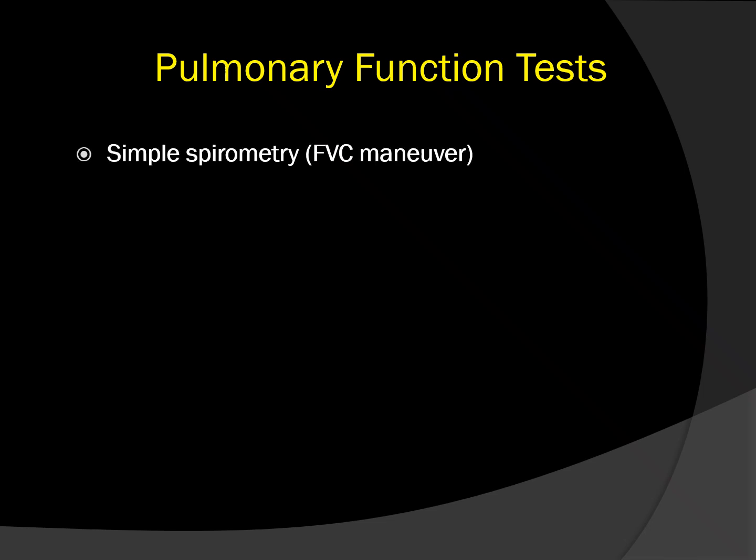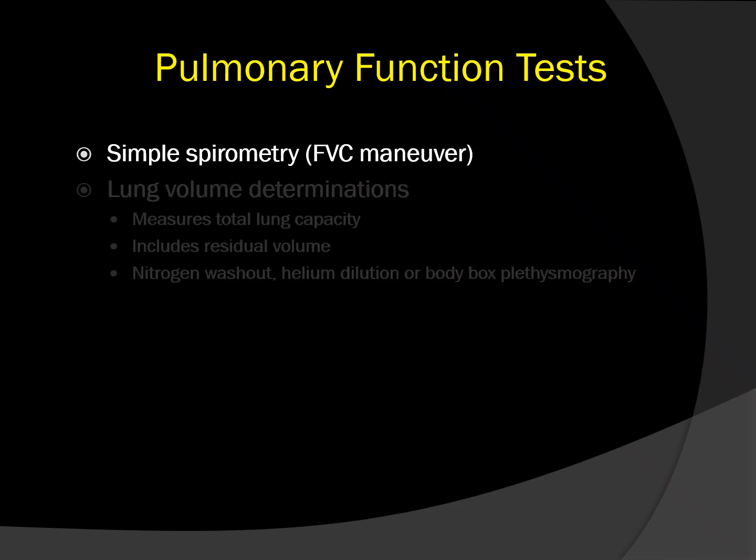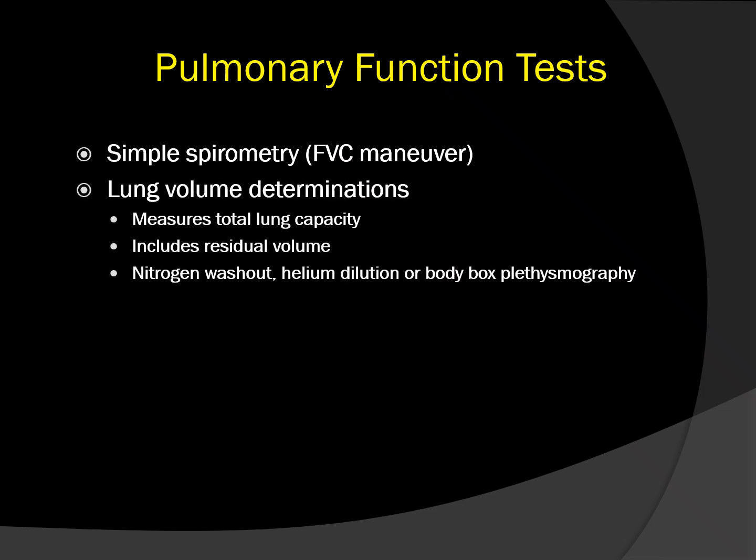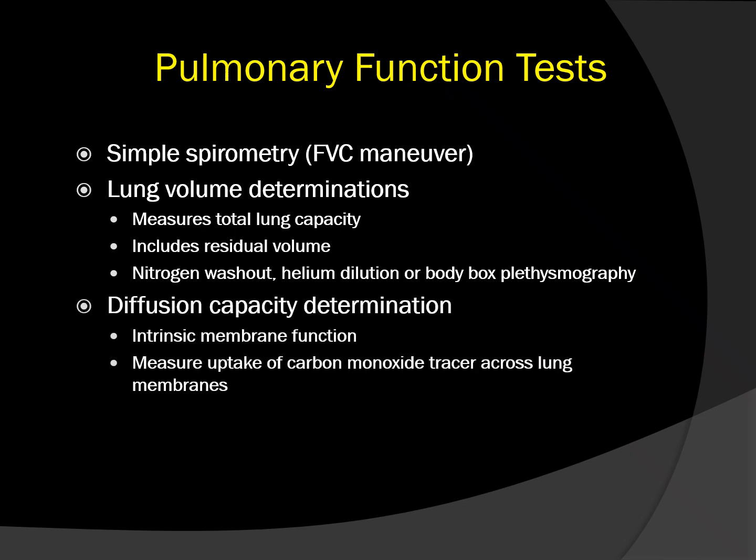Today, we reviewed the clinical utility of simple spirometry, which is also known as the forced vital capacity maneuver. There are two other components of pulmonary function tests that were not covered today. The first of these is lung volume determinations, which measures the total lung capacity, including residual volume, using either nitrogen washout, helium dilution, or body box plethysmography techniques. The last component of complete pulmonary function tests is the lung diffusion capacity determination, which is used to ascertain intrinsic membrane function by measuring uptake of carbon monoxide tracer across the lung membranes.